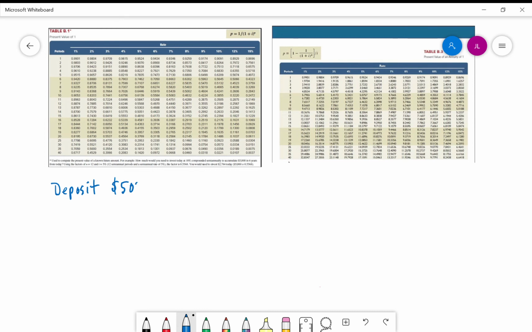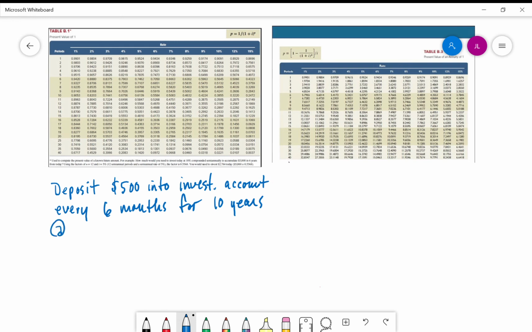$500 into an investment account every 6 months for 10 years at, let's say, 4% APR. Okay. What's that worth now?